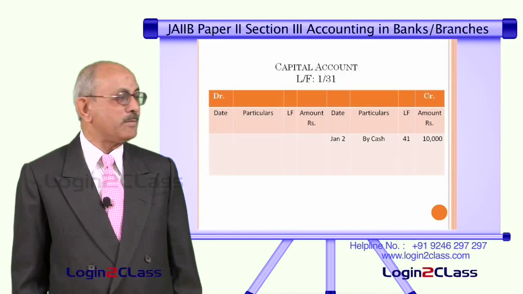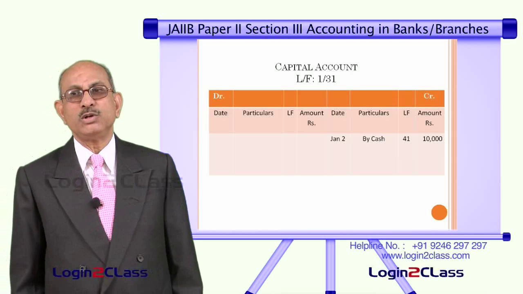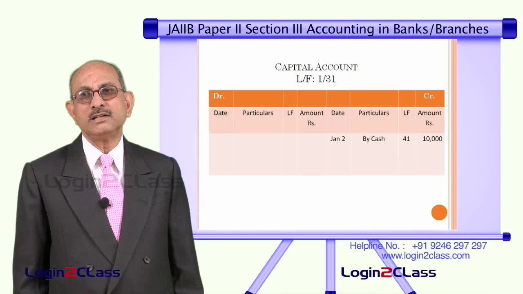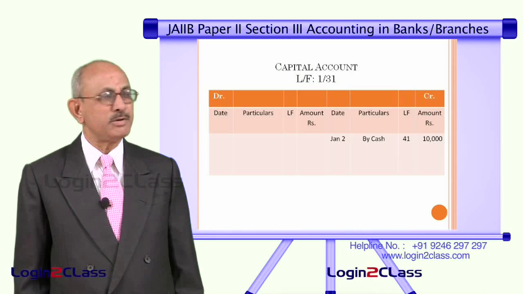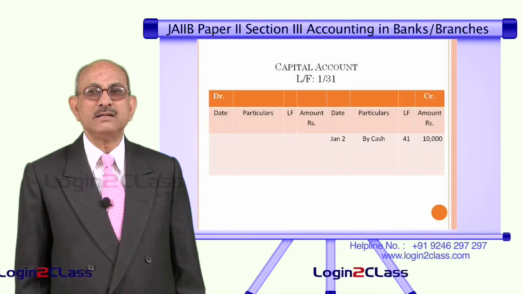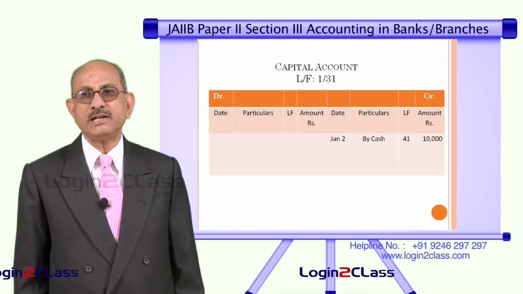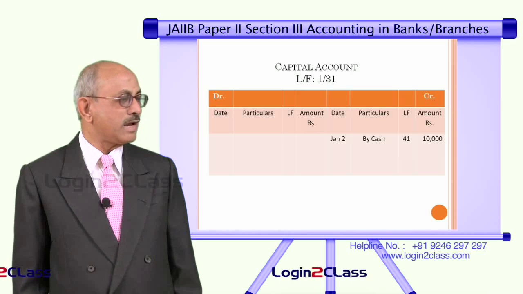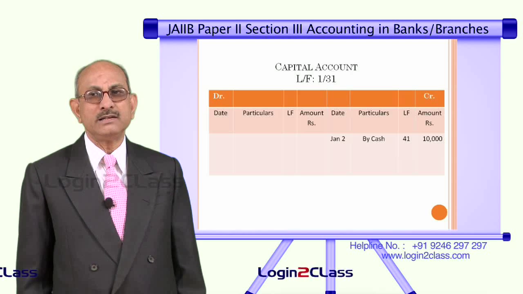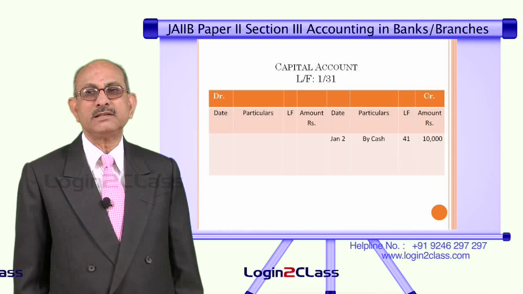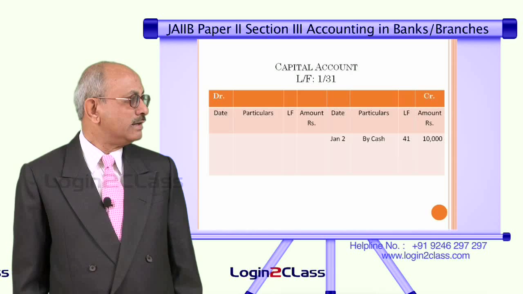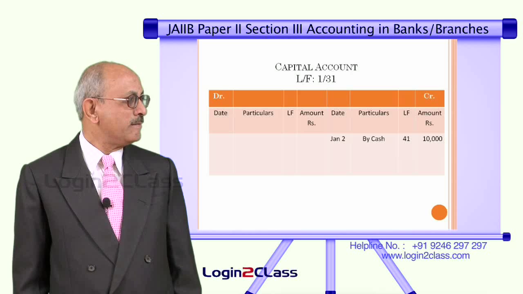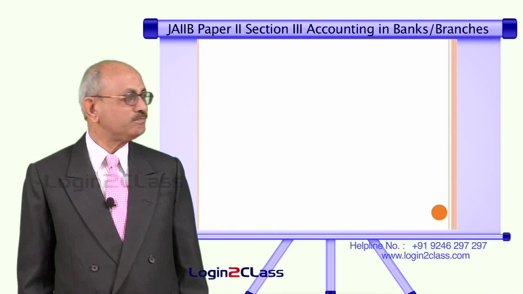Then we go to capital account, and there was only one entry relating to capital in the entire exercise, that was in respect of cash brought in as capital. So there we had debited cash account and credited capital account. Therefore, this will appear on the credit side of the capital account, and we are writing by cash because it is the account which has been debited, and we also show the folio number of the cash account, that is 41, and against that we put that amount.